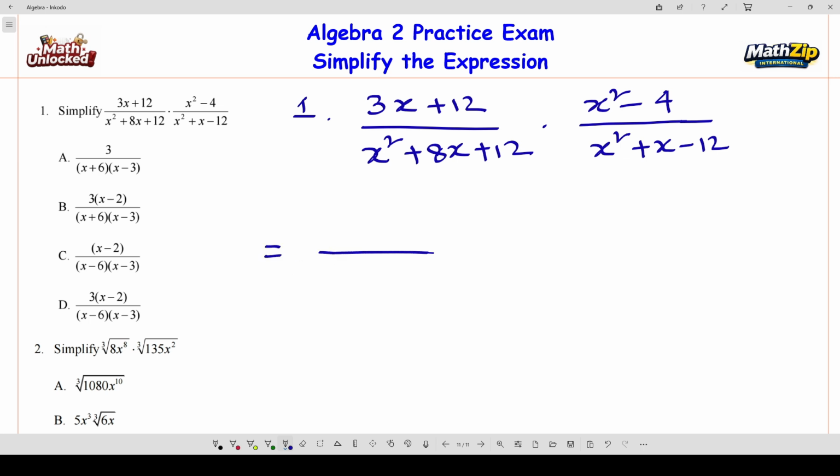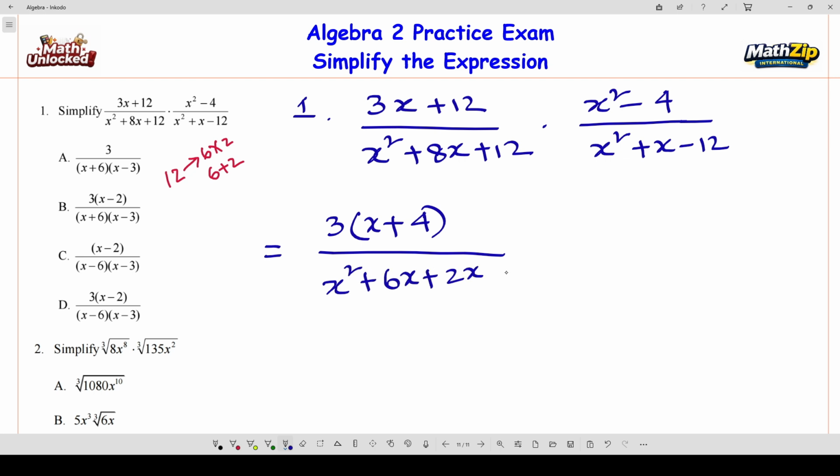So first we have to factorize this one, so we can take common 3. Here is x plus 4, because 12 divided by 3 will be 4. Now we can factor the middle term in this denominator, which is x square plus 8x plus 12. So 12 we can write as 6 times 2, it will be 12, and also 6 plus 2 will be 8. In this case we can write x square plus 6x plus 2x plus 12.